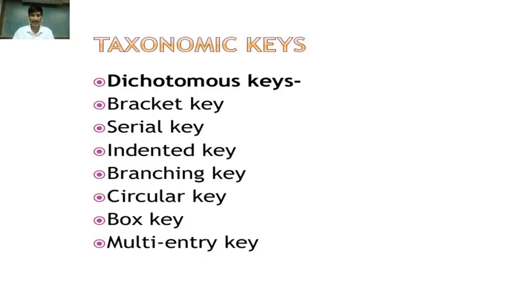And basically animals are organisms. Different scientists or literature have different types of keys. We just enlist some keys in our presentation. The first one is the dichotomous key, then the second one is the bracket key, then the serial key, indented key, then branching key, then circular key, box key, and multi-entry key.